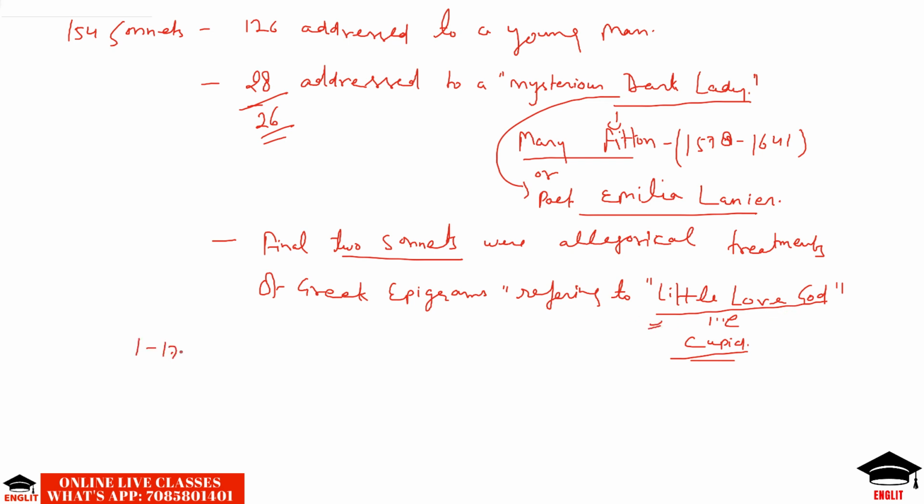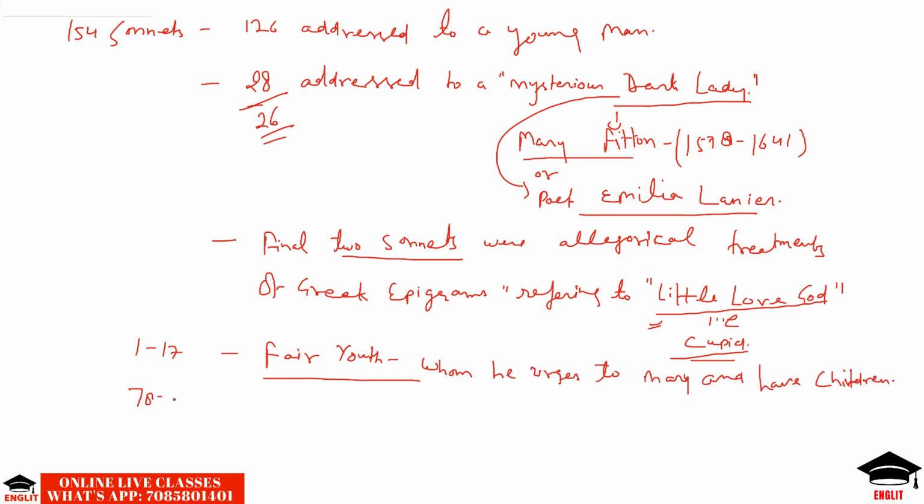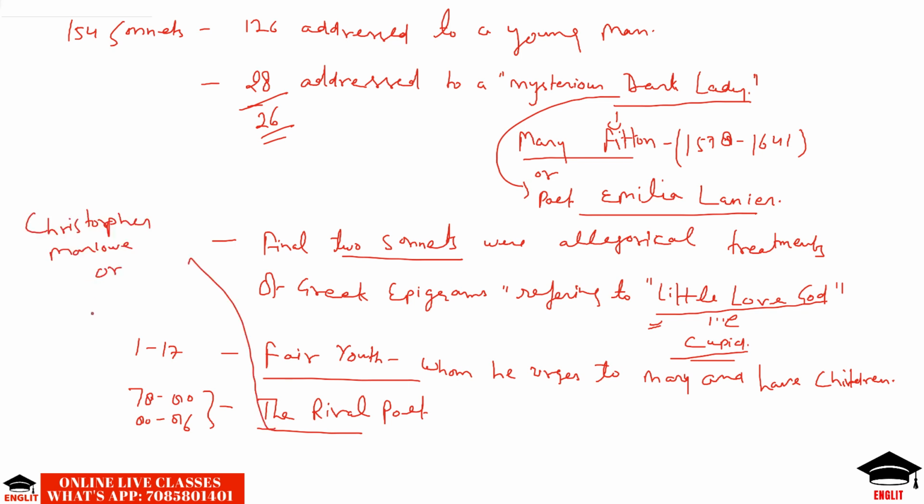Sonnets 1 to 17 were addressed to the fair youth, whom he urges to marry and beget children. Sonnets 78, 80 and 86 were addressed to the rival poet. A rival poet can be Christopher Marlowe or George Chapman. It is also speculative who this rival poet addressed in these sonnets was. Was it Christopher Marlowe or George Chapman? And so basically, for the fair youth or young man, these sonnets were 1 to 126.